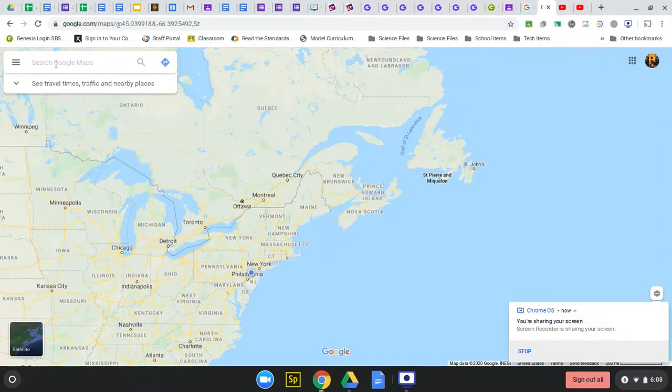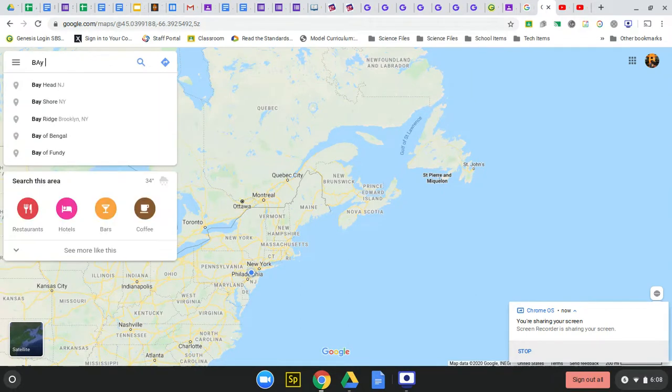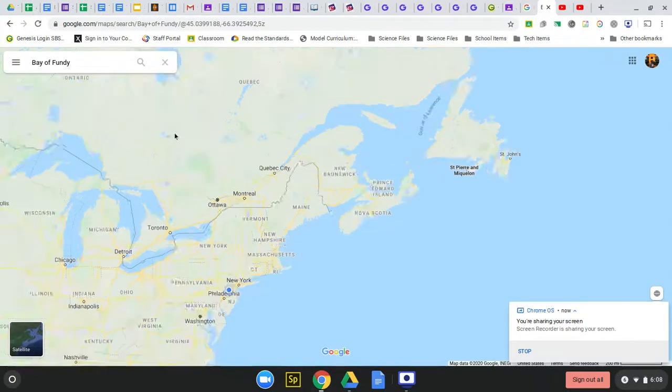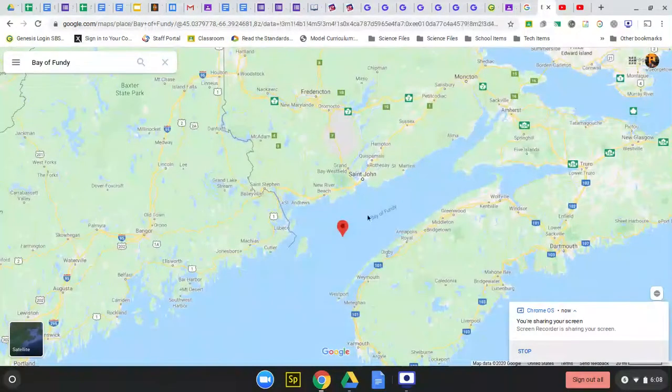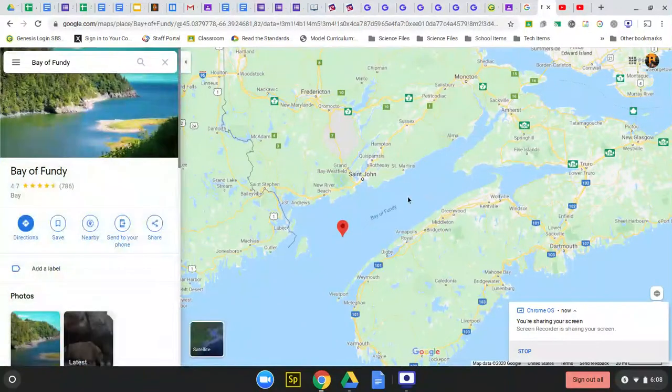So if I type in here Bay of Fundy, you can see how it's spelled. It's going to take us way up here to this area of water in Nova Scotia. Now, this is some of the best tides in the world, so the biggest changes between high and low tide throughout the day. People actually travel to this area just to see the tides.